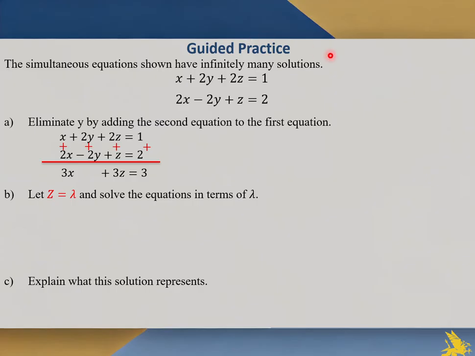So for B, we're looking at using a parameter symbol. So just be mindful of that. We're going to let z be lambda and solve the equation in terms of this parameter. Okay, so the first thing that we are going to do is change z to this parameter.